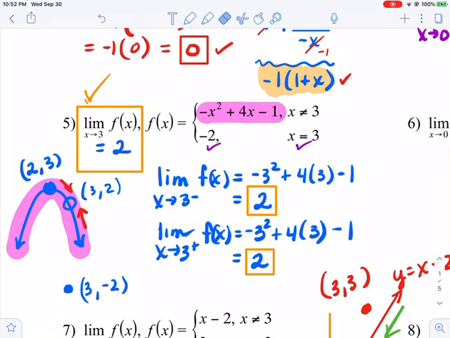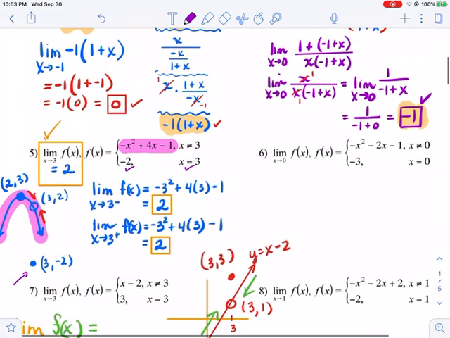So you see my red arrows as they're pointing towards x is equal to 3. The limit from the left, here's the left, is 2, and the limit from the right is 2. Therefore, the limit is equal to 2. Okay, so from both directions.